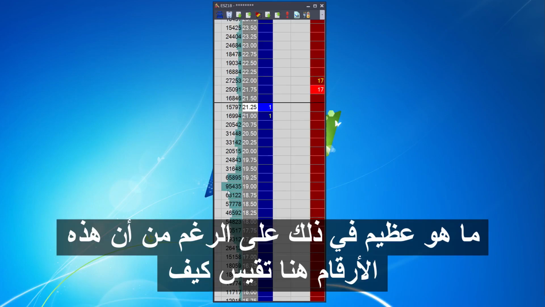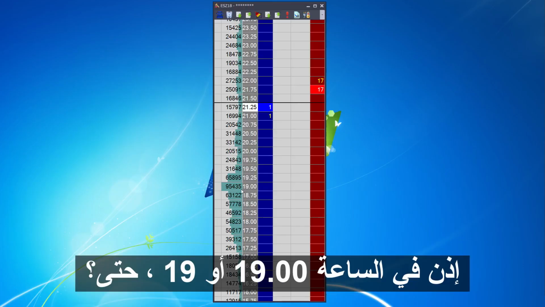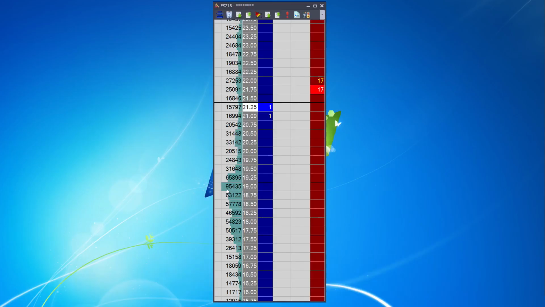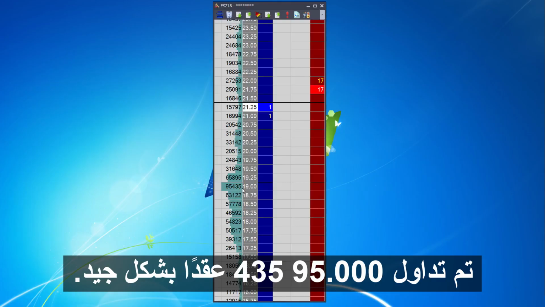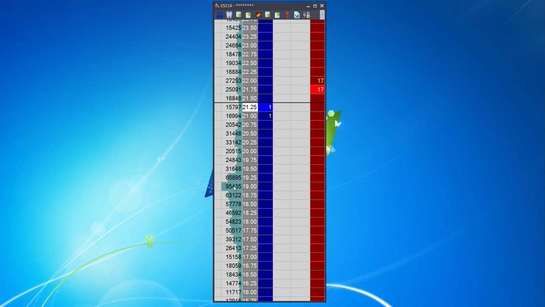What's great about it, though, is these numbers here are measuring how many contracts traded at that price. So at 19.00, or 19 even, 95,435 contracts have traded there. Okay. Now, that's how many contracts have traded in a 24-hour period.